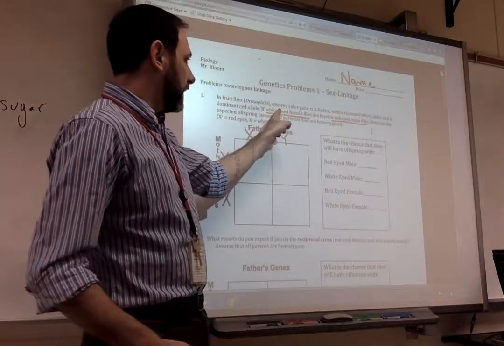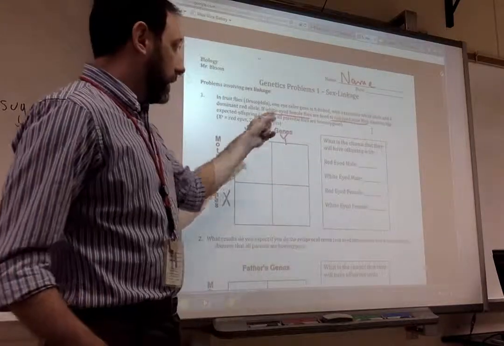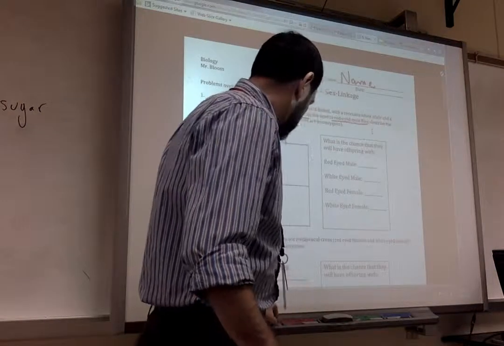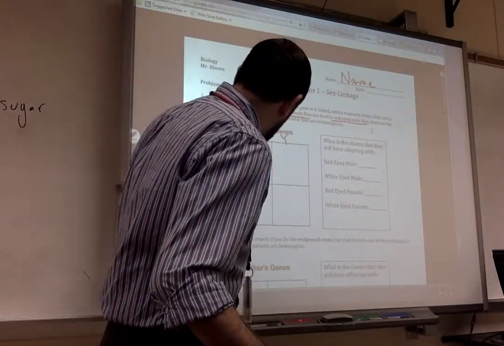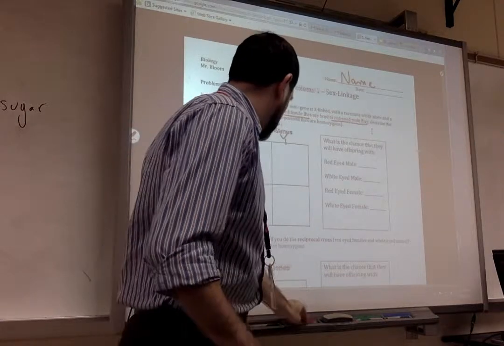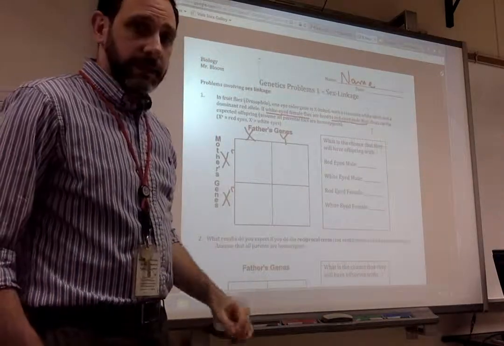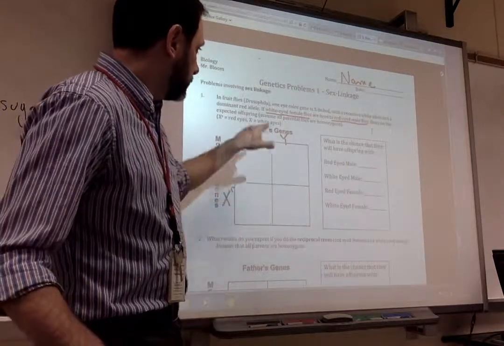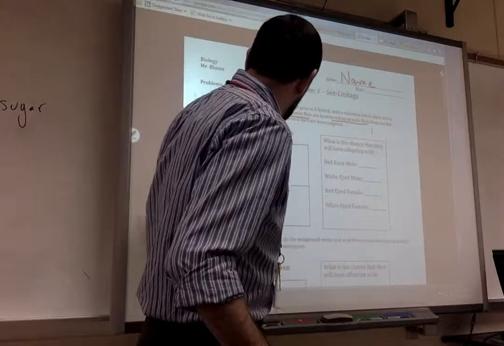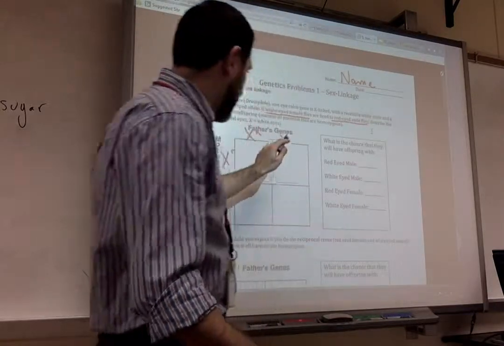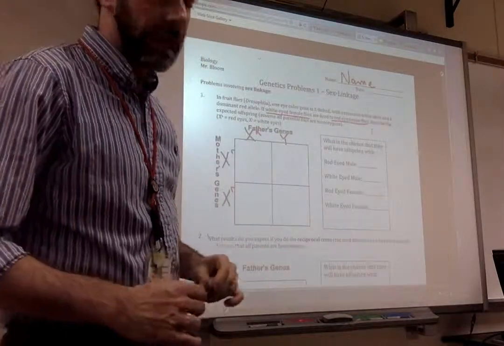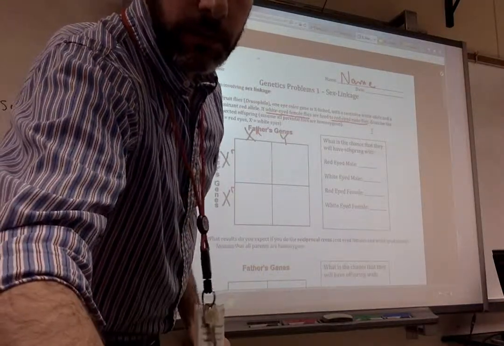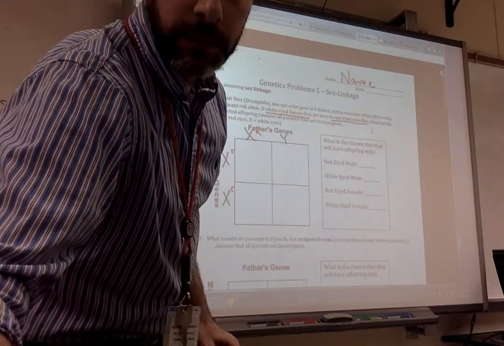So I'll start with the white-eyed females. In order to have white eyes, she has to be recessive. So she has to be homozygous recessive to have white eyes. So I'm going to put lowercase r and lowercase r. And then the male has red eyes. And so for the male having red eyes, I'm going to use a capital R on his X chromosome and nothing on the Y. Remember, don't put anything on the Y chromosome. Sorry, let me come back to this.